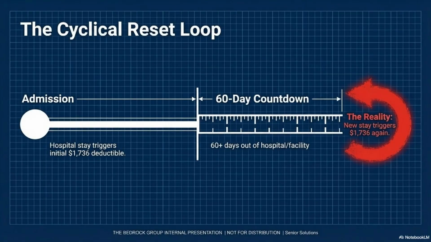The deductible isn't a once-a-year event. It operates on a benefit period cycle. When a patient is admitted to the hospital, that triggers the deductible and starts the benefit period. Once they're discharged, a 60-day countdown begins. If they go 60 consecutive days without being readmitted, the benefit period resets. And if they're admitted again after that reset, the full deductible is triggered all over again. This cycle can repeat multiple times in a single year, meaning your client could pay that $1,736 deductible 2, 3, or even more times.